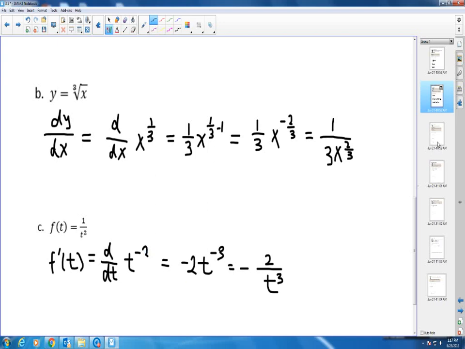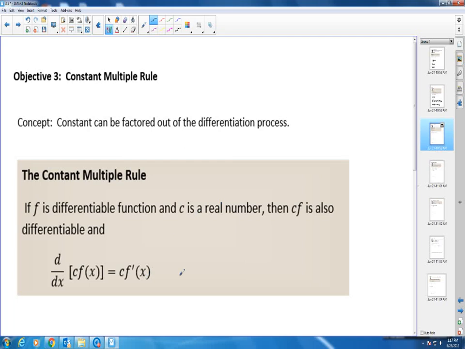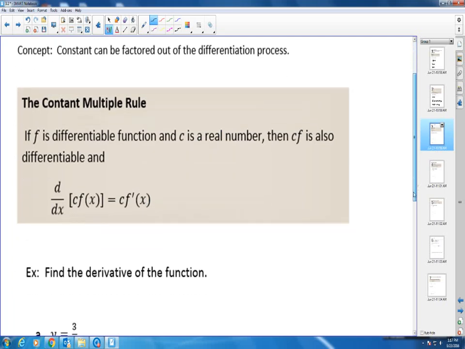Alright, the next rule is called the constant multiple rule. What that tells us is if I have a constant in front of my function, I can always move it to the front of my derivative. So the derivative of a constant times my function will equal that same constant times the derivative.